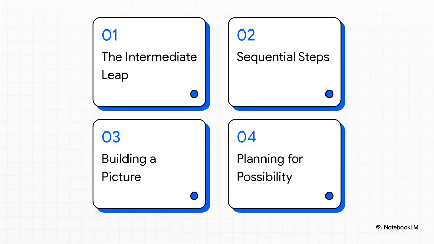So, here's our game plan. We're going to build out your AI prompting toolkit. First up, we'll talk about the big mindset shift, that intermediate leap. Then we'll get into the nitty-gritty of teaching an AI how to think in steps. After that, I'll show you how to give it the full context it needs for deep analysis. And finally, we'll pull it all together to start planning for pretty much any sales scenario you can think of.